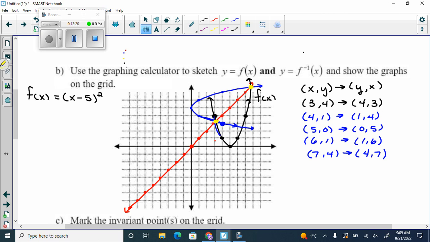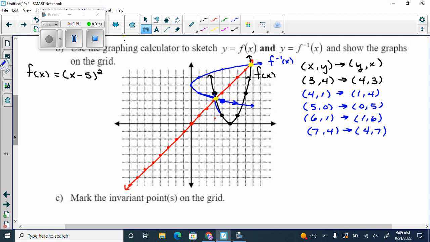And then I have to label the blue f negative 1 of x. So here's the yellow. I marked the invariant points on the grid. So we can do all of that without an equation. We agree? All right.